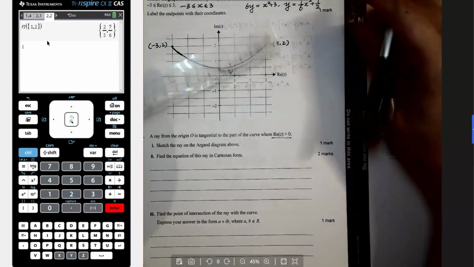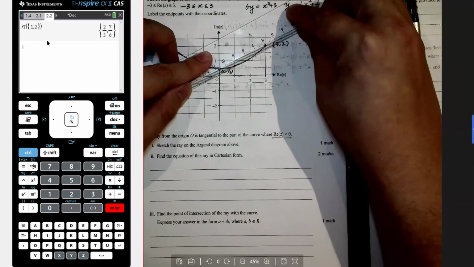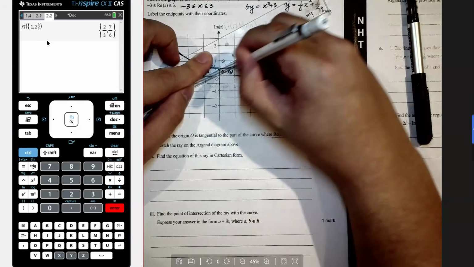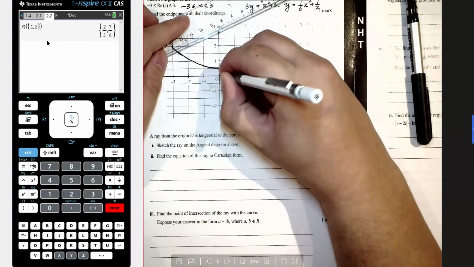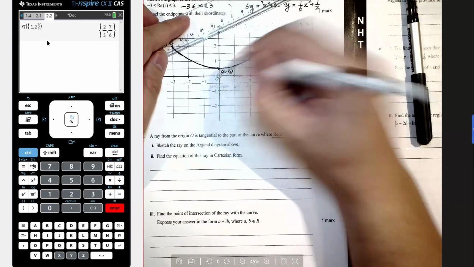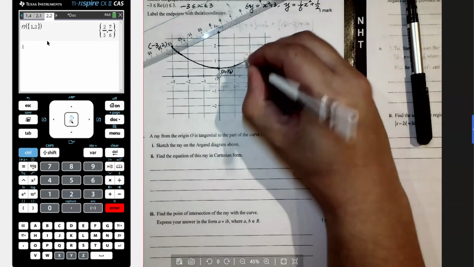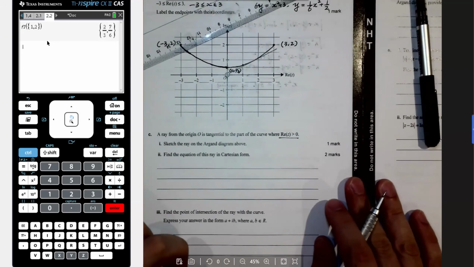Well, it's a tangent. Maybe it's something like that. Okay, I'll use pencil in this case. It's a ray, so this should be a hollow circle at the origin, okay? A hollow circle. And it's a tangential point here, roughly. Find the equation of this ray.